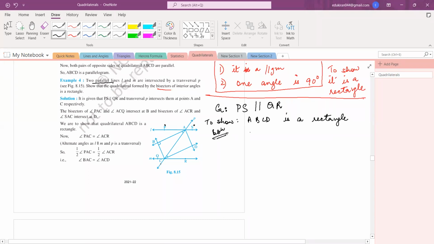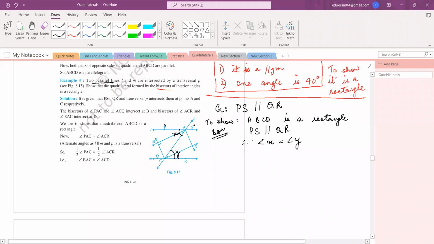Now, since PS is parallel to QR, let me mark some angles here. I'm just saying this complete angle to be X. And this complete angle I'm saying to be Y. Now, since PS is parallel to QR, so angle X is equal to angle Y, right?